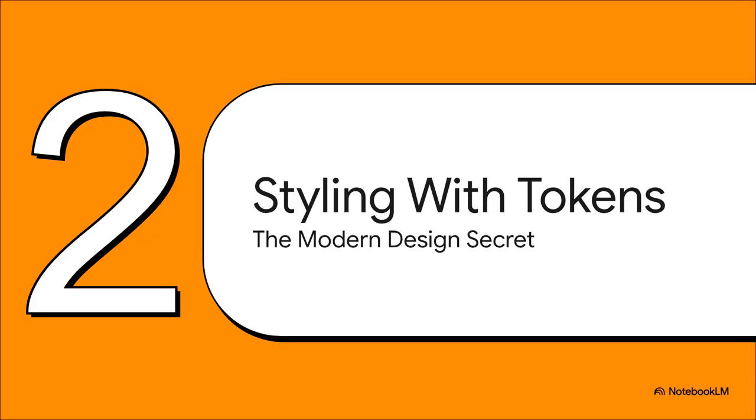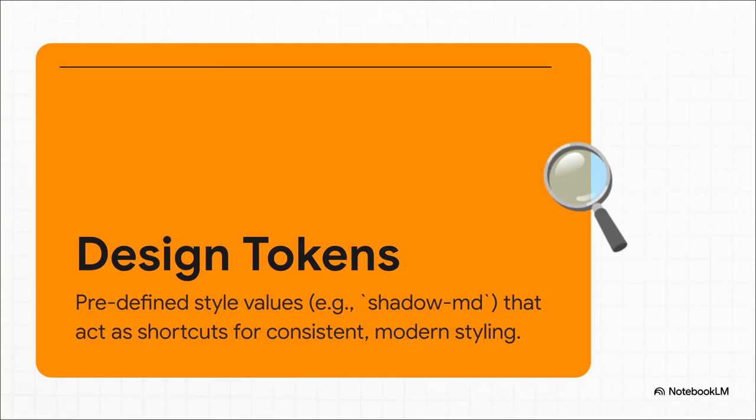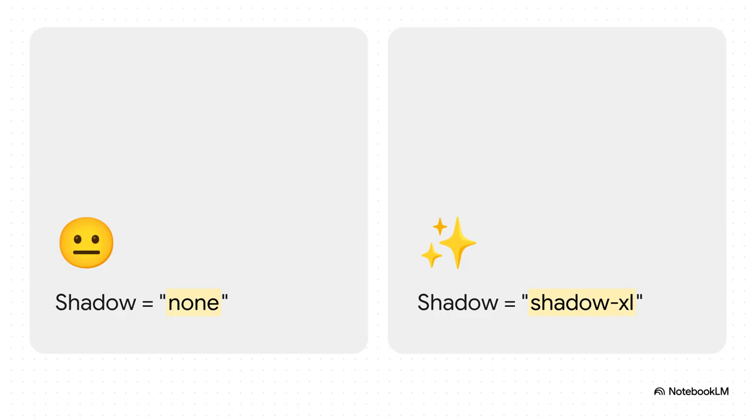Now, if you've ever touched modern web frameworks like Tailwind CSS, this is going to feel super familiar. It's this declarative way of doing UI design that makes styling incredibly fast and, more importantly, consistent. So, what in the world are design tokens? Well, the best way to think of them is like shortcuts, or even cheat codes for good design. Instead of having to remember specific hex color values or complicated shadow parameters, you just use a simple, memorable name like shadow-md. The component does all the heavy lifting, making sure you get a consistent and modern look every single time.